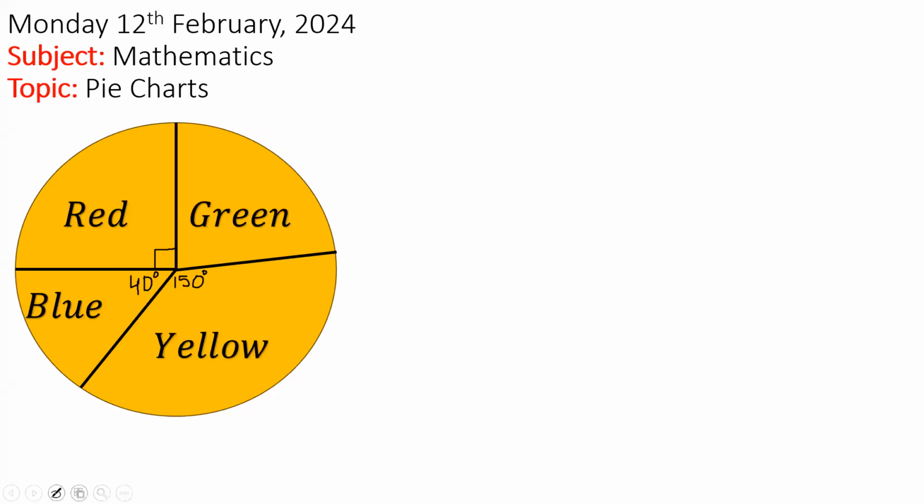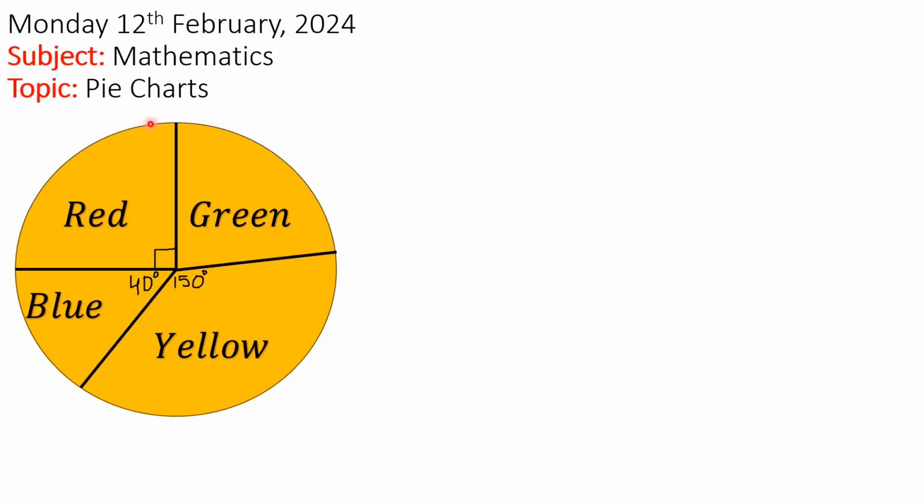Okay, so I'm gonna ask some questions. Now, remember, I'm not talking to myself, so make sure that you answer my question. My first question is, how many degrees is represented for blue? 40 degrees, very good. How many degrees is represented for yellow? 150 degrees. And then finally, how many degrees is represented for red? 90 degrees.